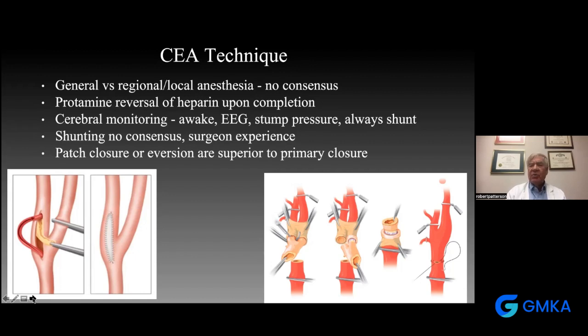There's a variety of cerebral monitoring techniques, which include stump pressures, which is measuring indirect evidence of blood flow in the brain, EEG, doing patients awake under local, or people who always shunt the patient. All of those are acceptable and don't seem to have a significant difference in outcomes. So it's pretty much surgeon preference. And then again, primary closure is not something that tends to be considered for most patients.